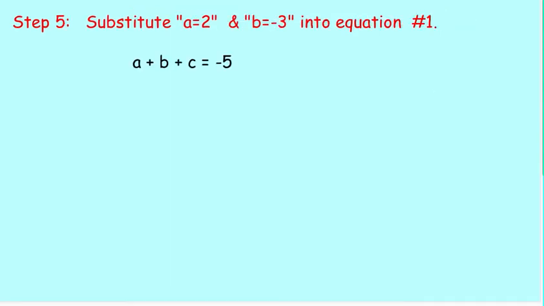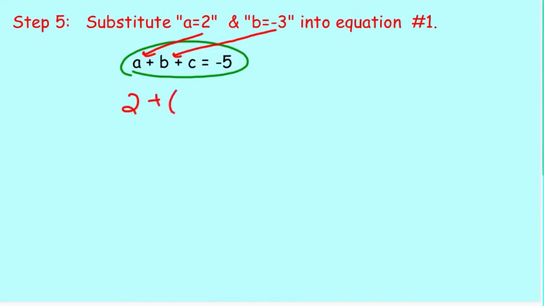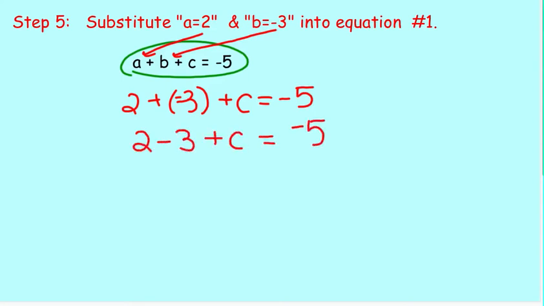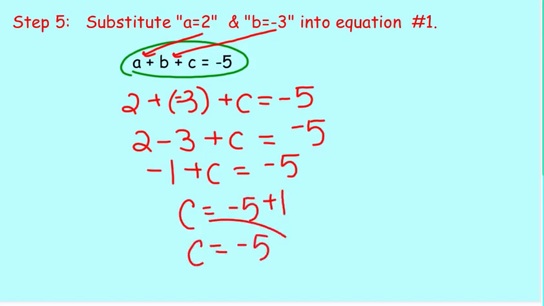So here's my green equation, and I'm going to substitute 2 in for a and negative 3 in for b. So replace the a with 2, replace the b with negative 3, and c stays as it is. And now we can find our last variable. So 2 minus 3, combine like terms, 2 minus 3 is negative 1. Add 1 to both sides, and c equals negative 5. All right, we found the 3 variables that we were looking for.